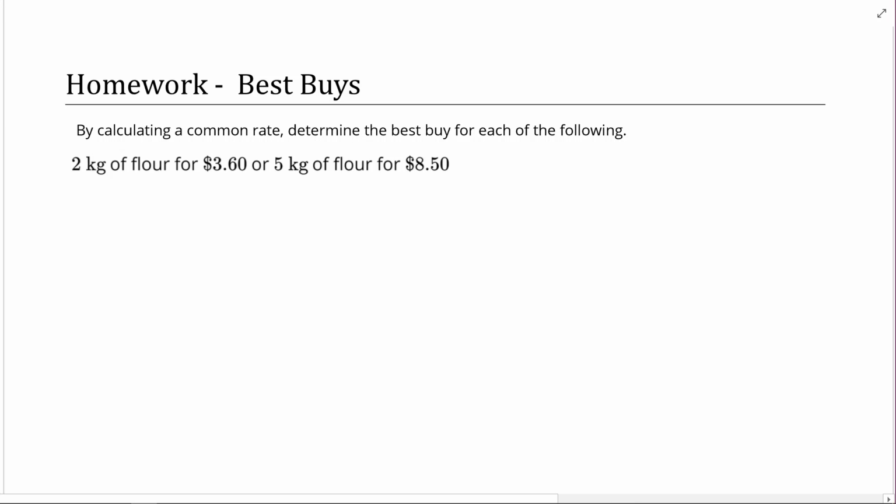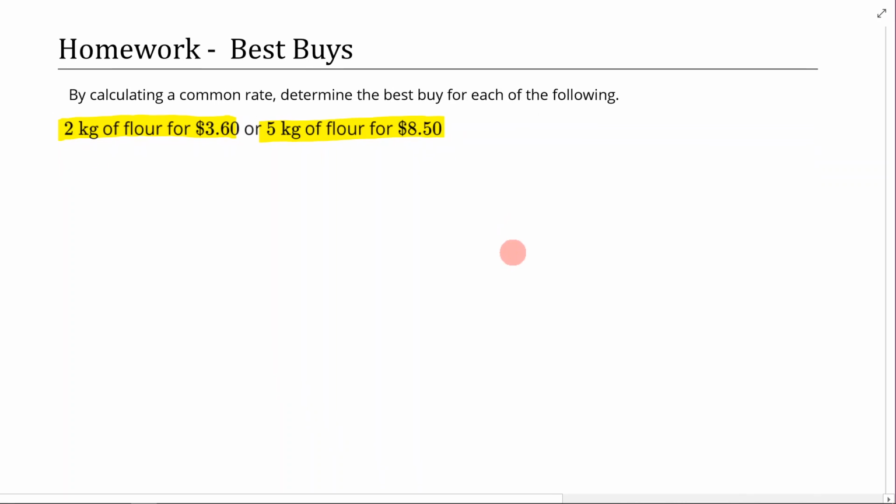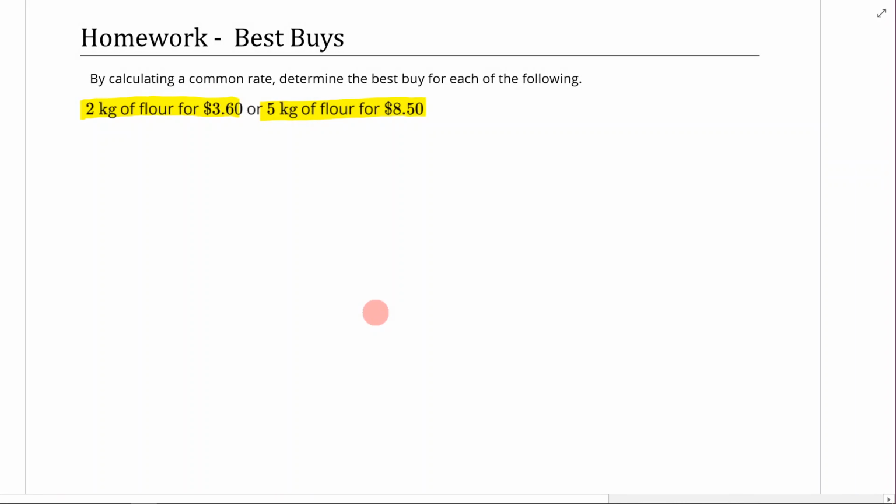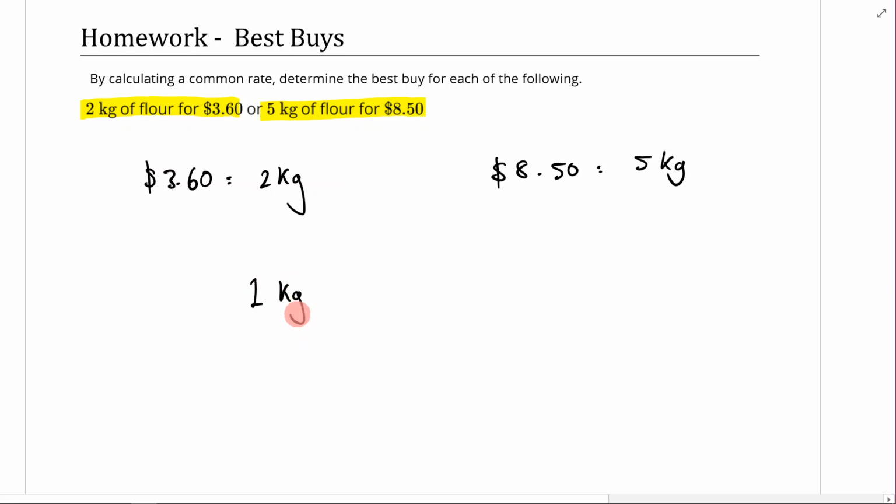All right. By calculating a common rate, determine the best buy for each of the following. We have 2 kilos of flour for $3.60 or 5 kilos of flour for $8.50. So how are we going to approach this? I'm just going to write down my ratios for this. So it's 360 for 2 kilos, or it's 850 for 5 kilos. I'm going to figure out my unit price. So that means I'm going to figure out when it's 1 kilo here.